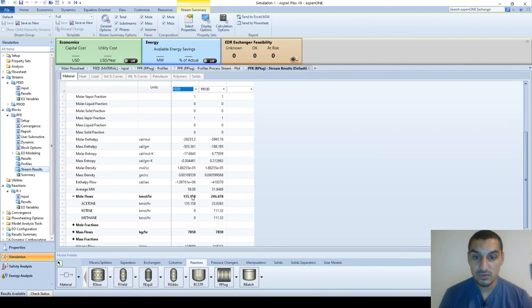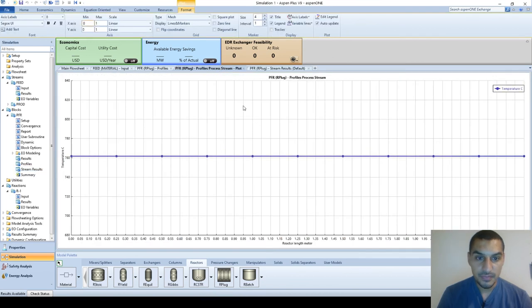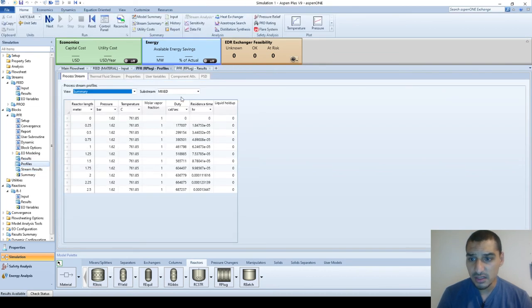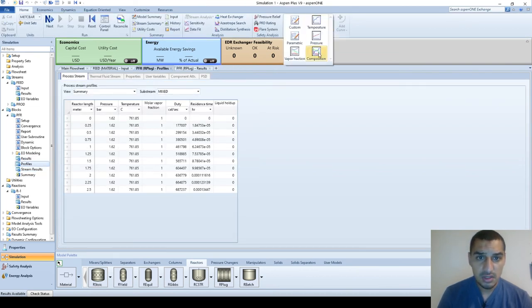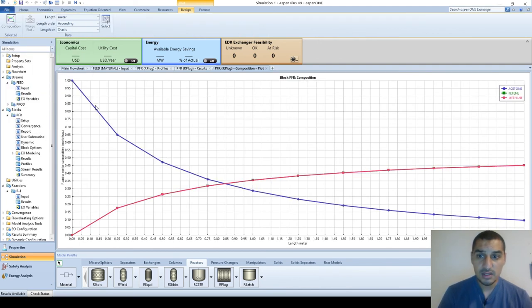From the mole flows I have 111 moles. So I have almost 80 something percent conversion just by keeping the temperature constant. If I take a look at the profile, this is the temperature profile. Of course, it's not going to change. But if I look at the composition profile for the molar composition of all the components, I'd see that both are increasing and overlapping because they have the same stoichiometric coefficient. So both are coming with the same number of moles. But I'm reaching almost 90% conversion.